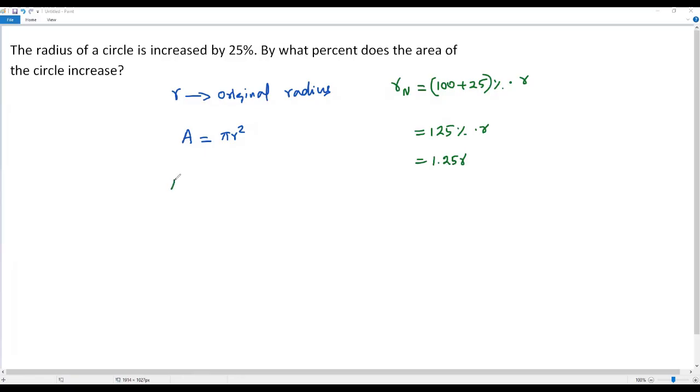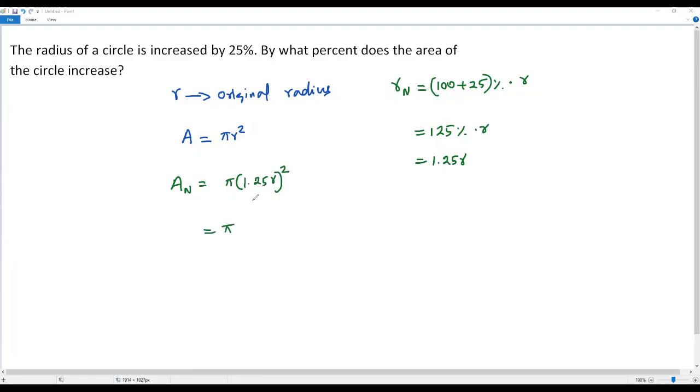Okay, now let's find the new area. The new area equals the same formula, but instead of r, we have to use the new radius, 1.25 r. Okay, now let me plug in this 1.25 r for this r over here. Then I'm getting pi times 1.25 r the whole square.